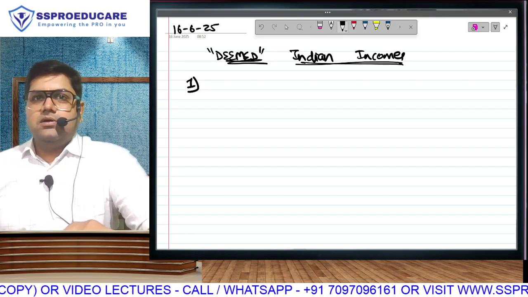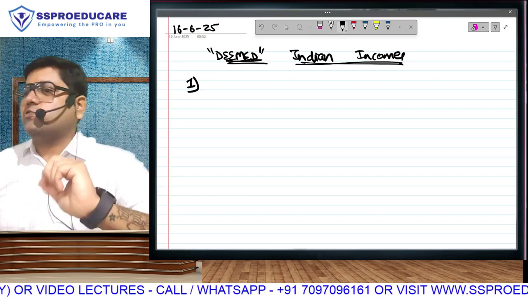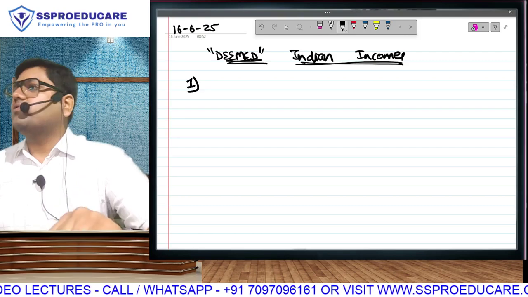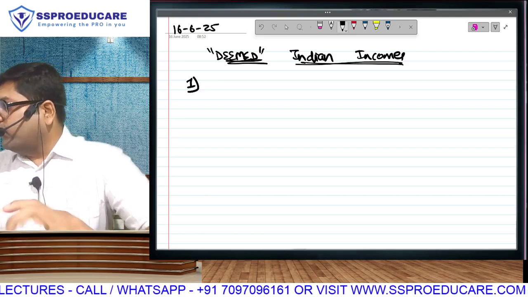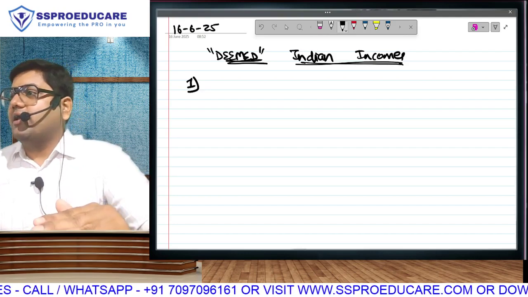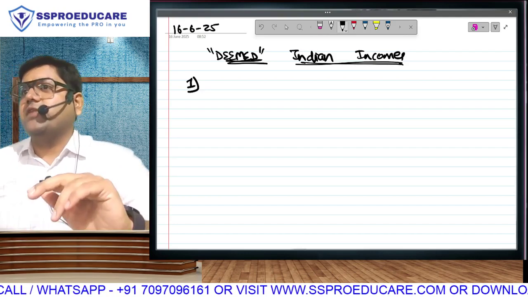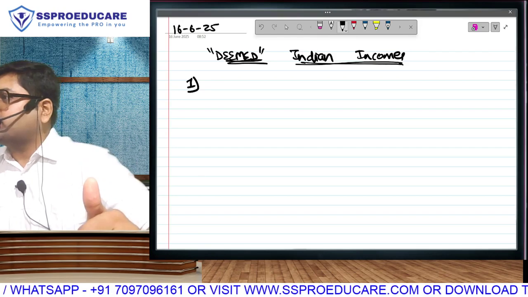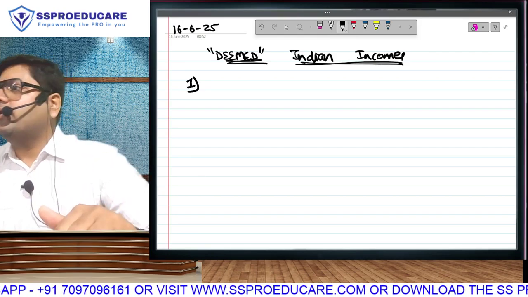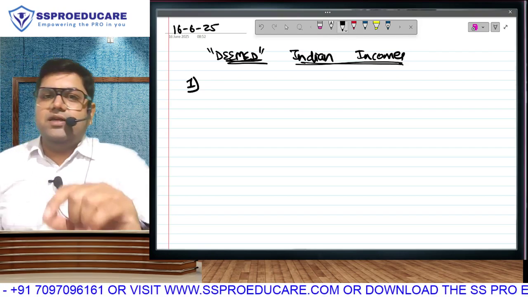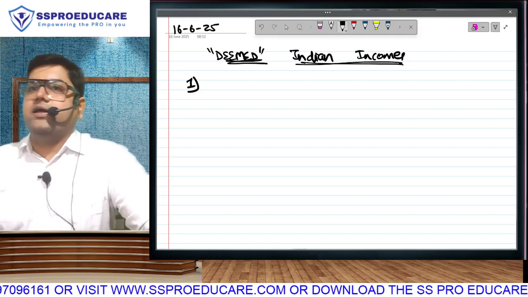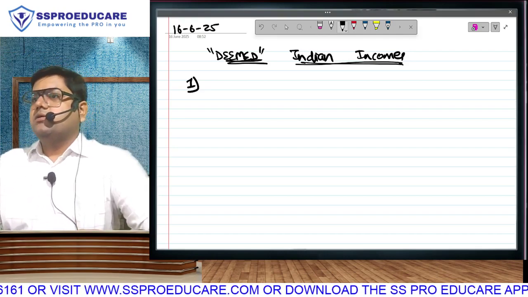Any income earning process has two activities. One, you have to work. Two, you have to receive your payment. If both activities are in India, obviously it is Indian income. Both activities outside India, it is foreign income. But if any one of the two activities, work done in India, money received outside, Indian income. Work done outside, money received in India, which effectively means any one of the two activities of the income earning process, if executed in India, it will be considered as Indian income.